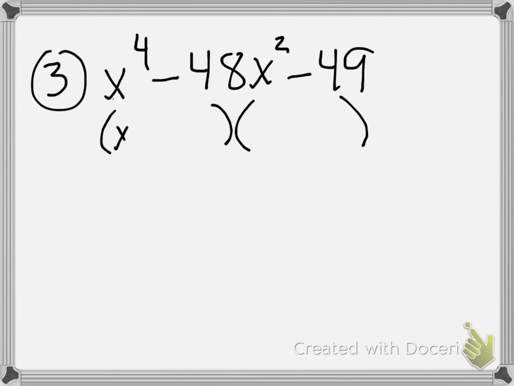In order to get an x to the 4th, they're both x squareds. And you basically do the same thing that we've done with factoring before. Figure out two numbers that are going to multiply to this, but add to that.